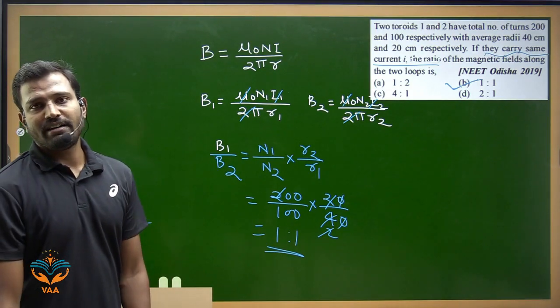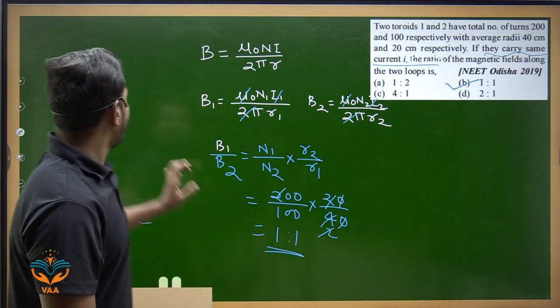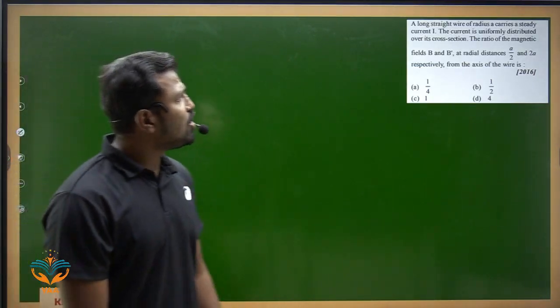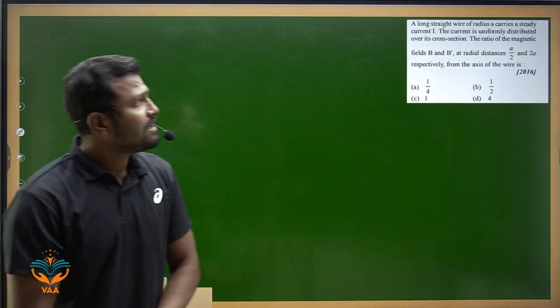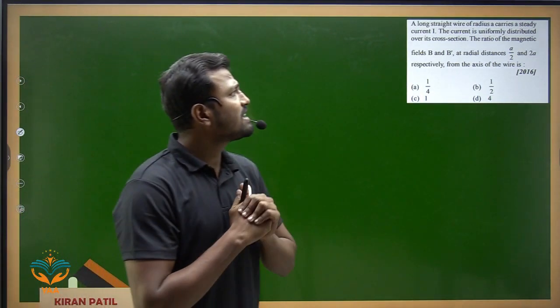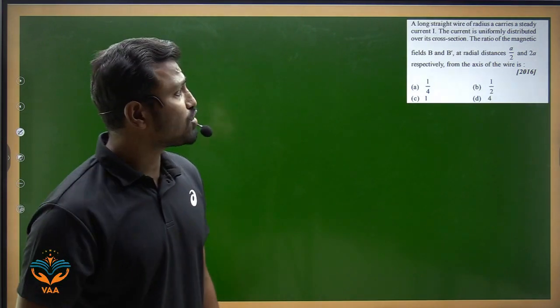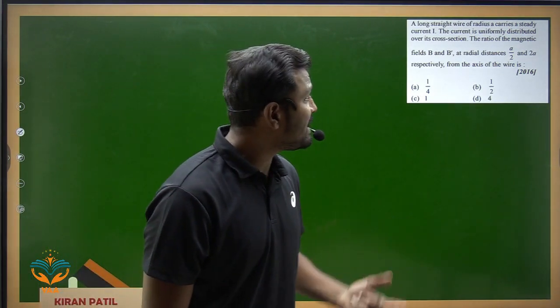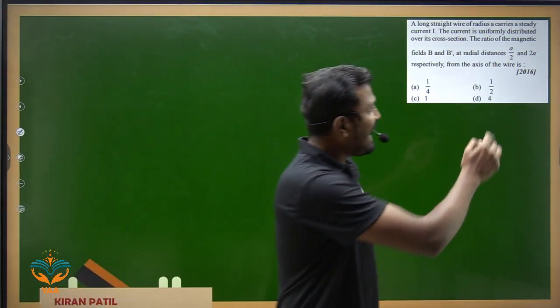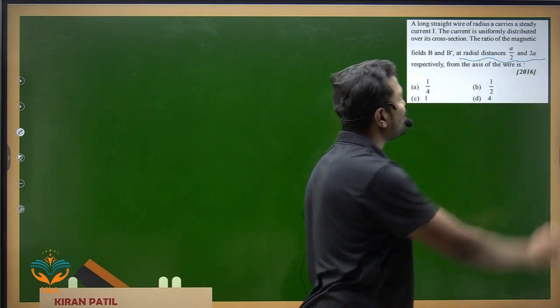Please pause and write. If it is done, we move to the next question. A long wire of radius A carries a steady current I. The current is uniformly distributed over its cross section. The ratio of magnetic fields B and B dash at radial distances A by 2 and 2A.